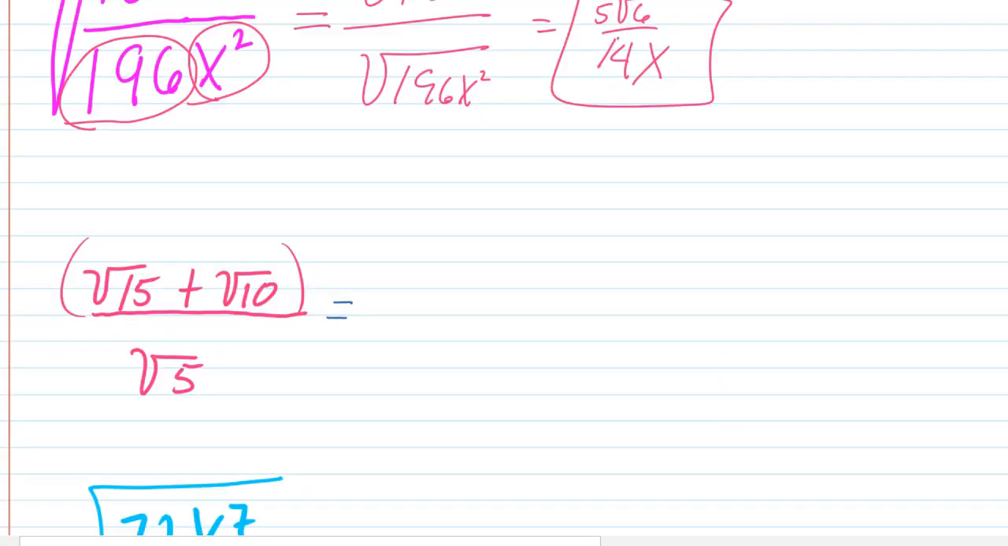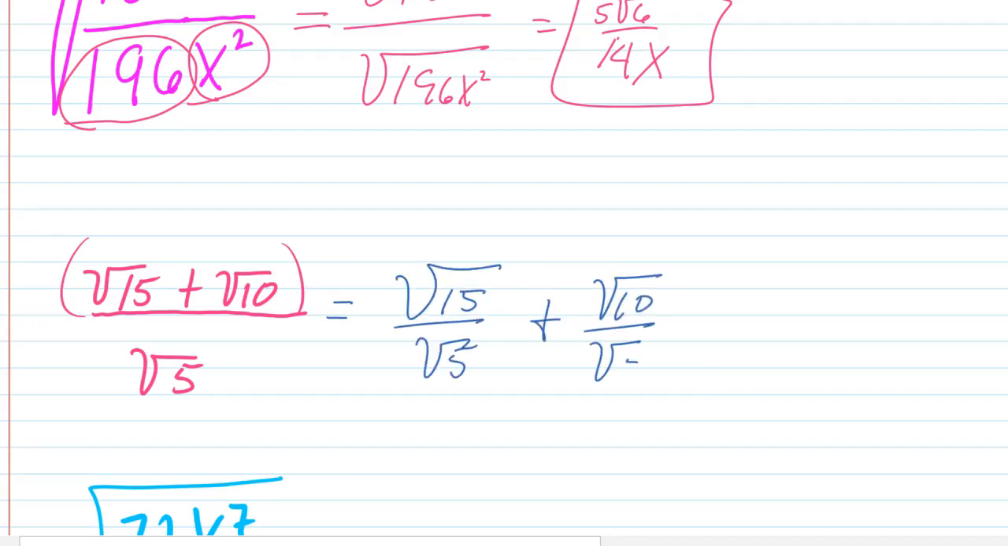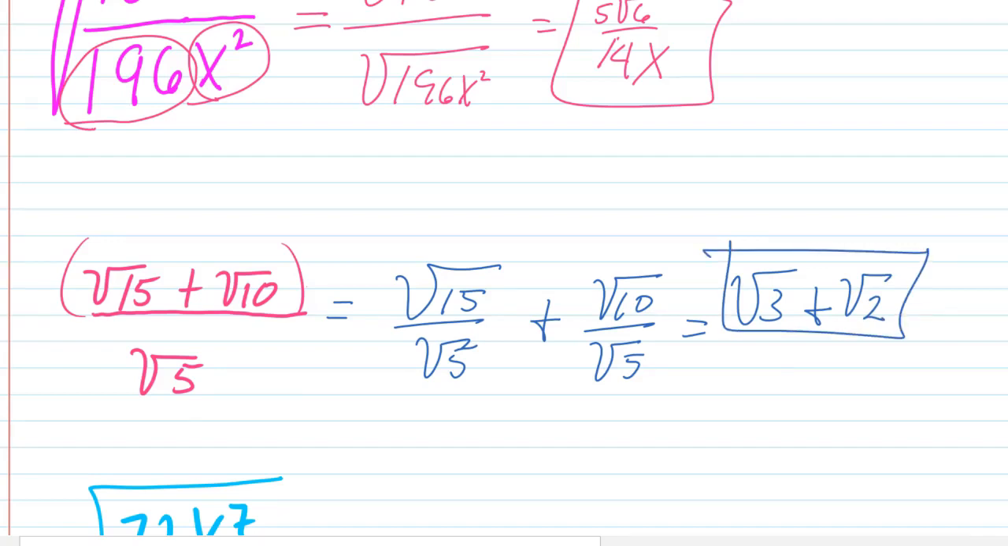For the next problem, you need to know your properties of fractions. I have two fractions here with a common denominator. It's written as 1, and I'm going to separate it into two separate fractions. I can do this because I have a common denominator. 15 divided by 5 gives me the square root of 3, plus 10 divided by 5 gives me the square root of 2. These are not like terms, and thus I am finished.